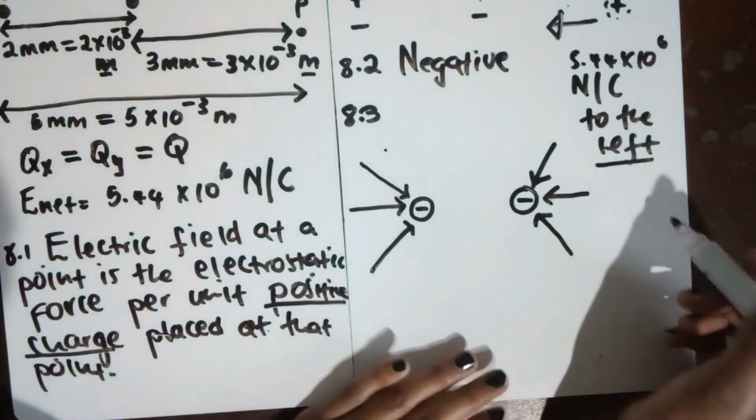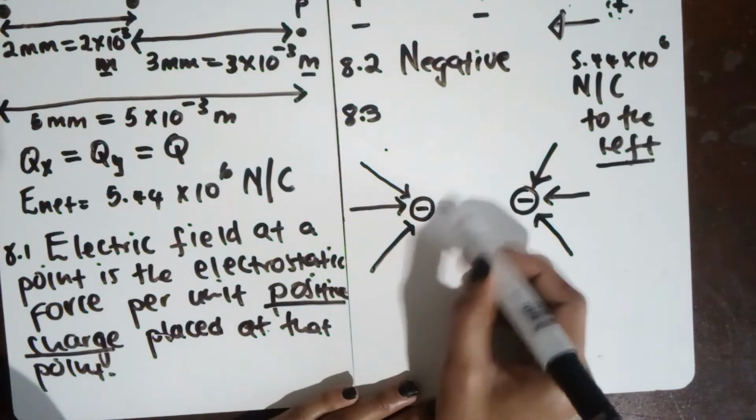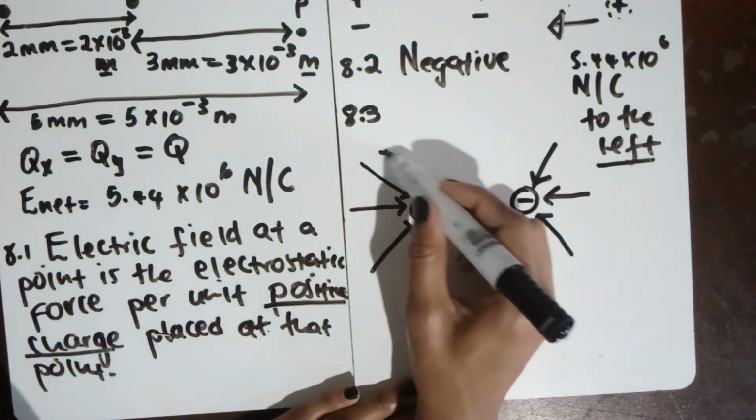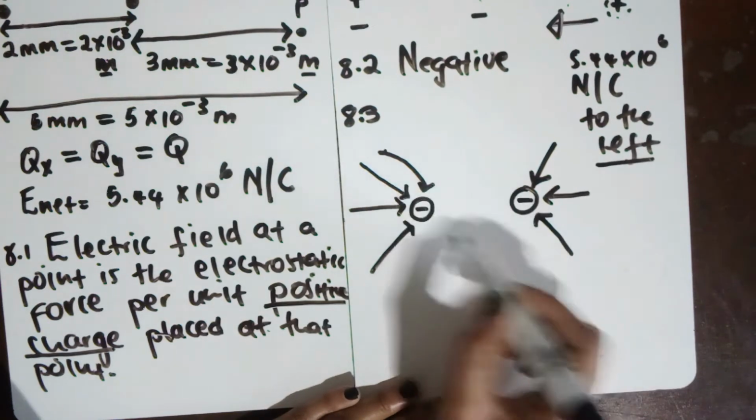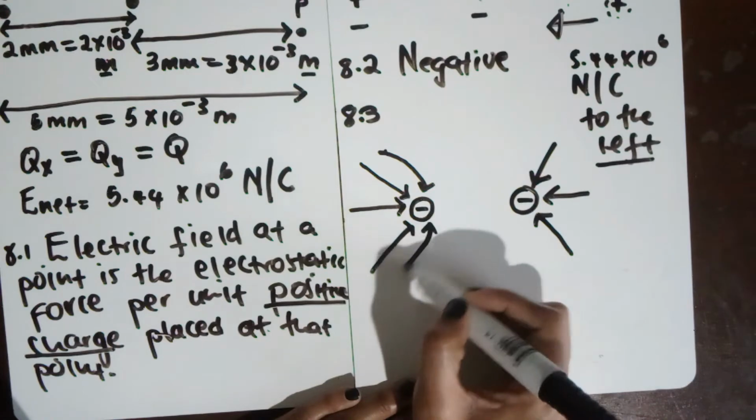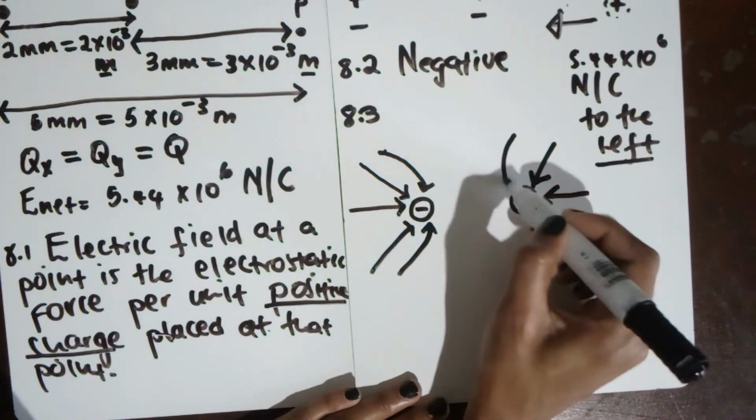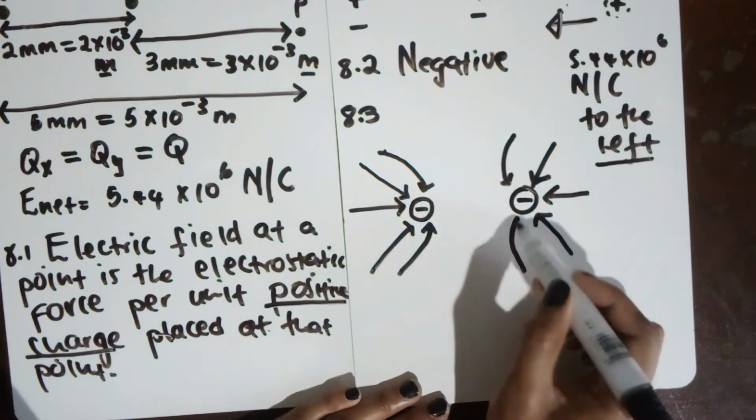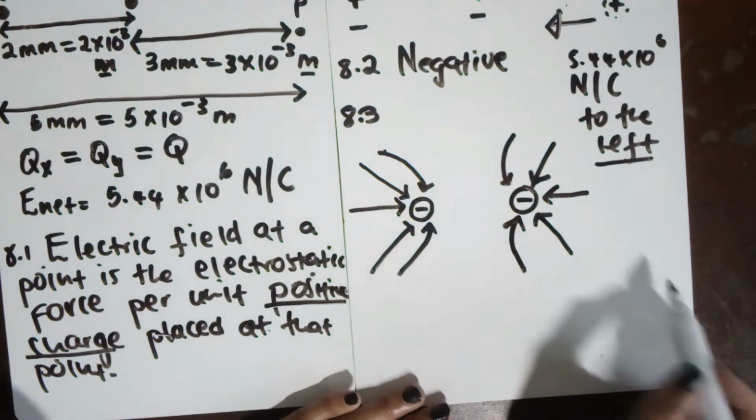They are trying to push each other away. So I'm no longer going to draw straight lines. My lines are going to bend a little bit because they are sort of pushing each other away. They don't want to be in each other's space, right? They are repelling each other. So you will draw those lines like that.